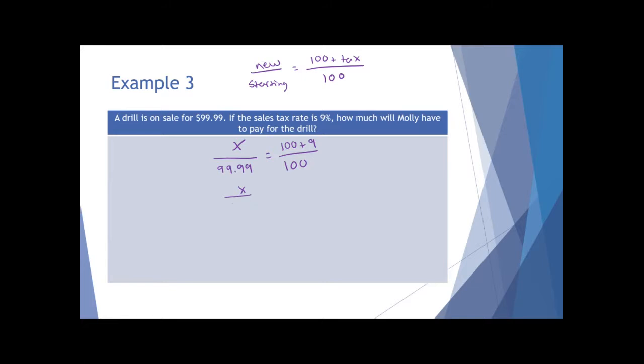So I can simplify the second fraction here so that I have 109 over 100. So I have x over 99.99 equals 109 over 100. So now we're going to cross multiply. So I have x times 100, which gives me 100x. And then I multiply the other diagonal. So this is 99.99 times 109.